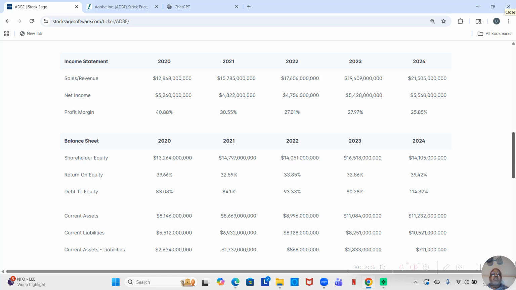What is Adobe Inc.'s earnings or profit margin for the last 5 years? 2020, 40.88, 2021, 30.55, 2022, 27.01, 2023, 27.97, and 2024, 25.85. I would say that their profit margins are great.